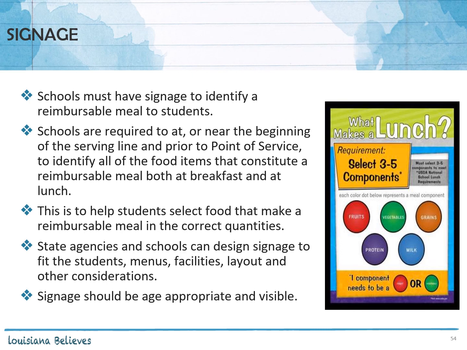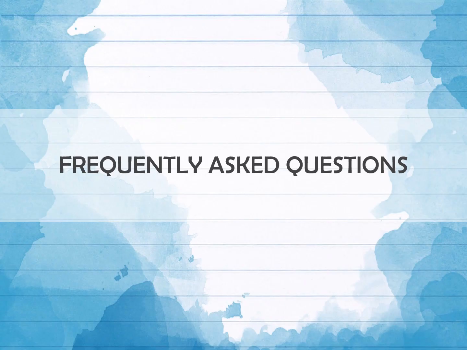State agencies and schools can design signage to fit the students, menus, facilities, or layouts. Signage should also be age appropriate, visible, and should at least contain the short version of the non-discrimination statement.